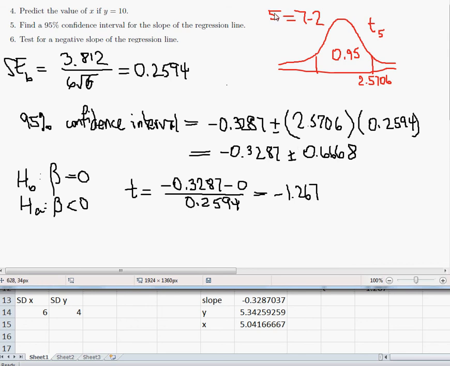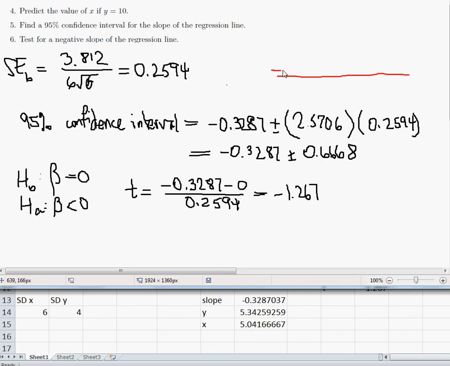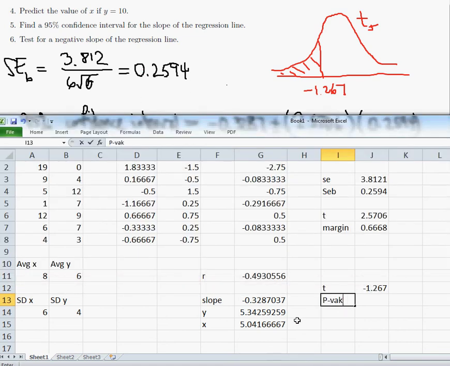And so doing the work over here on the side, we once again will have a t distribution with 5 degrees of freedom. And the p-value will be the area to the left of negative 1.267. And so the p-value would be equal to t dot dist of the number we just got, 5 degrees of freedom, it's cumulative, and so we get 0.1304.